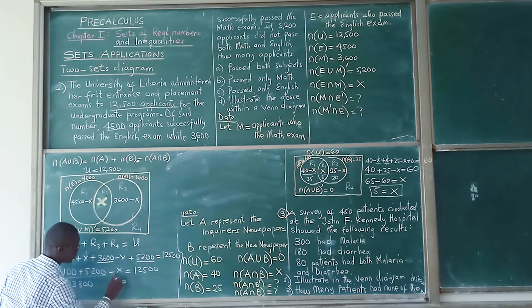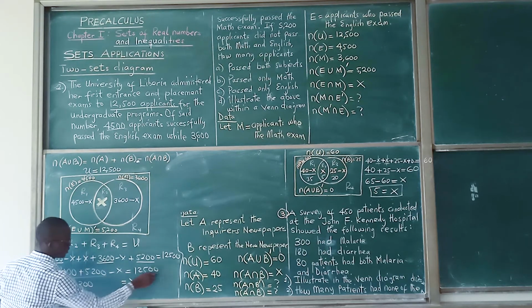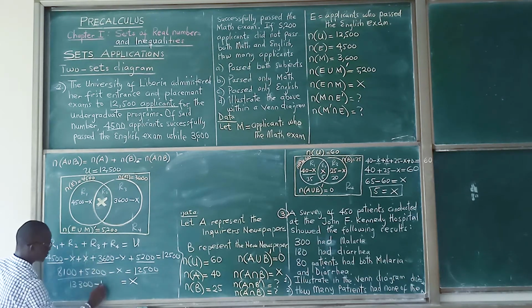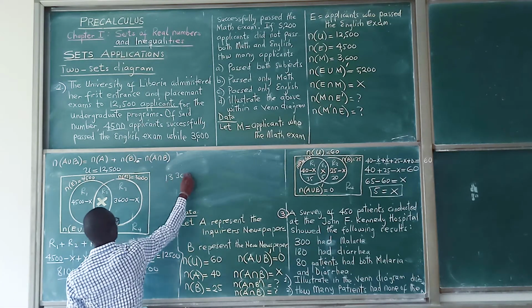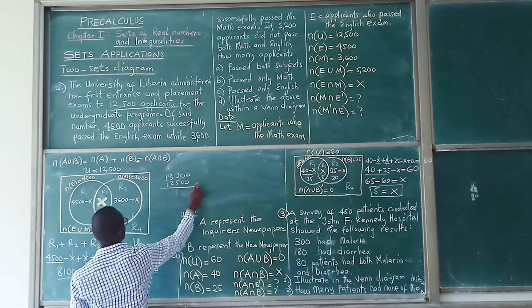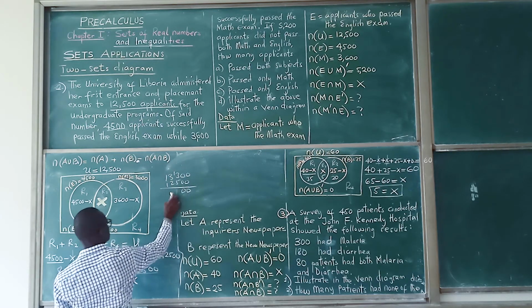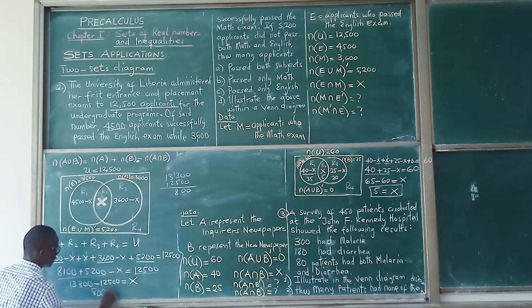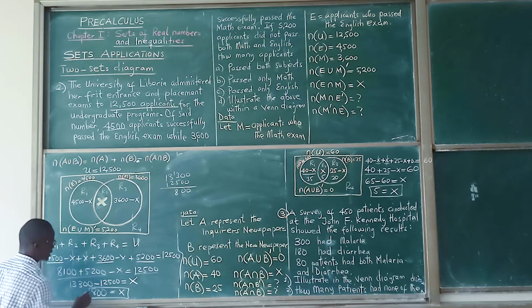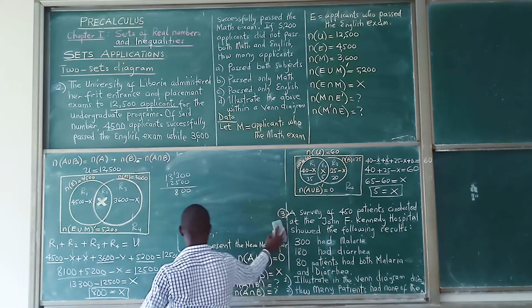So we can make x the subject. We send this x across because it's already negative, it becomes positive. Then we bring this 12,500 to this side, it becomes negative 12,500. So 13,300 minus 12,500. Now we get 800, so we have 800 students or 800 applicants who pass both the English and the math.